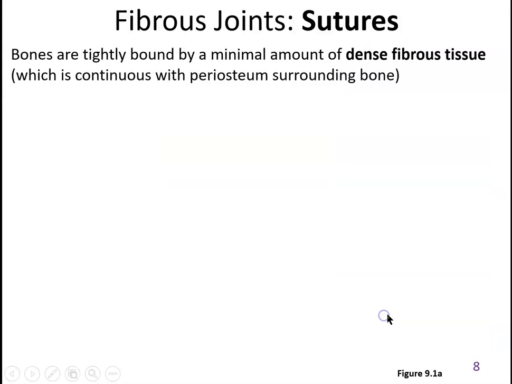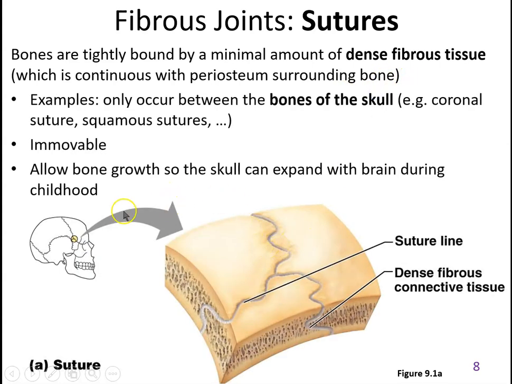Okay, so we'll start with the fibrous joints. These are held together by dense fibrous tissue. The idea is they hold the bones tightly together, but it's slightly more flexible or more able to grow than just bone itself would be.